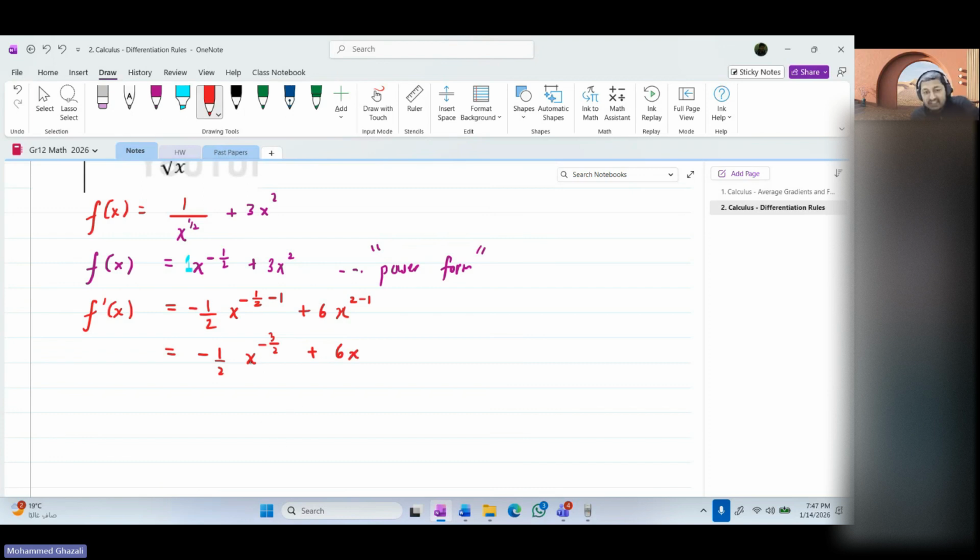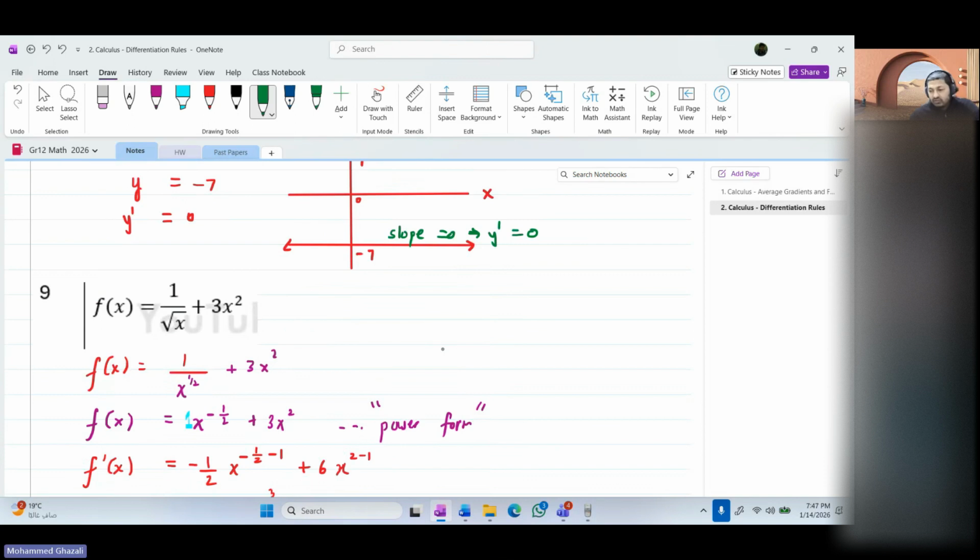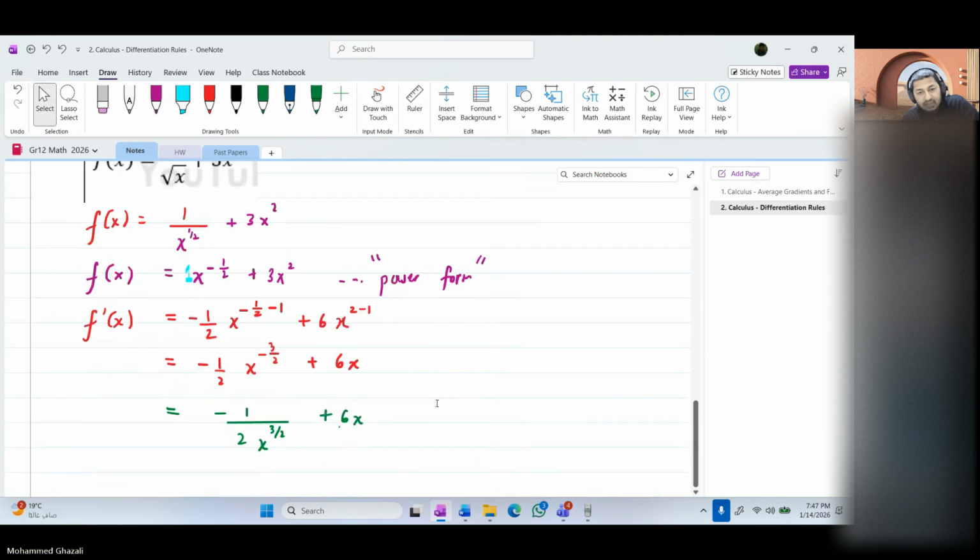Now we have a problem because this is a negative power. So put it in positive power form. If you put this in positive power form, you get -1, and this whole thing goes to the denominator. It becomes -1 over 2x to the power +3/2, plus 6x. And that's my answer, the derivative of this. So what does the derivative mean? The slope, okay? The slope function. Are we good, guys? Enough? You understanding? We good? Yes. Excellent.